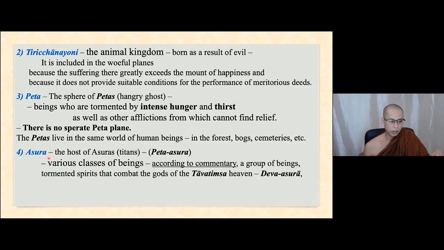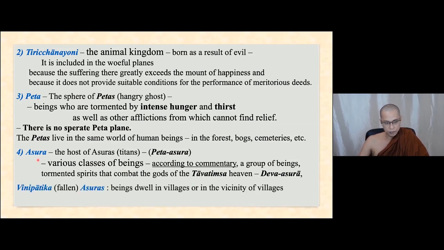And the name of Asura, we can find different classes of beings. Another class of being by the name of Asura is Deva Asura. It is included in the Dharmasa realm. According to the commentary, the group of the Devas fight, they have a battle with the gods of Dharmasa. So the Devas in the Dharmasa are fighting, that is their history, Deva history.